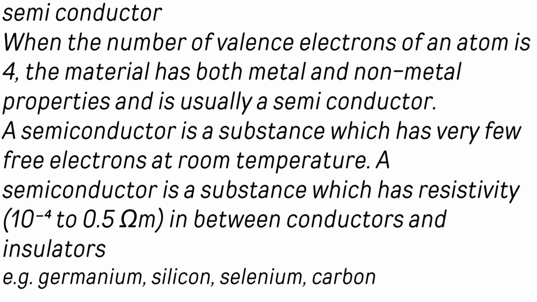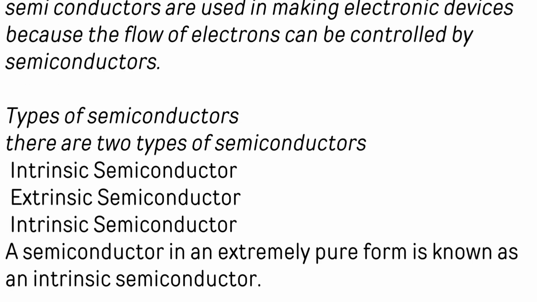Semiconductors. When the number of valence electrons of an atom is 4, the material has both metal and non-metal properties and is usually a semiconductor. A semiconductor is a substance which has very few free electrons at room temperature. It has a resistivity of 10^-4 to 0.5 ohm meters, in between conductors and insulators. Examples are germanium, silicon, selenium, carbon. Semiconductors are used in making electronic devices because the flow of electrons can be controlled by semiconductors.